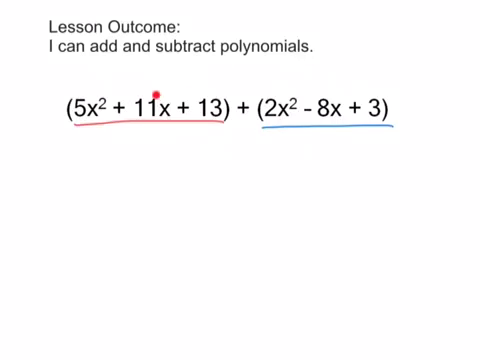Next, we have an 11x in this polynomial, and we have a negative 8x in this polynomial. Remember, this minus sign can be treated as a negative for this 8x. So if you think about it, adding a negative 8x or subtracting 8x are the same thing. We also have a constant of 13 in this polynomial and a constant of 3 in this one. So those will be able to combine as well because they are like terms.